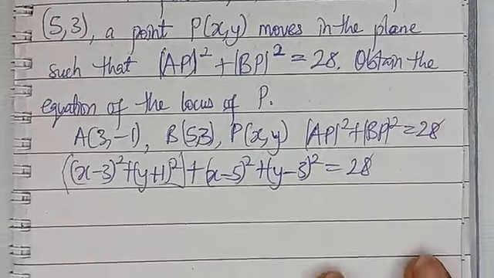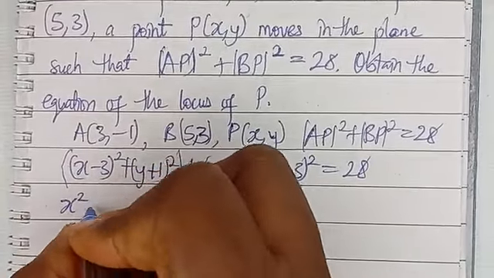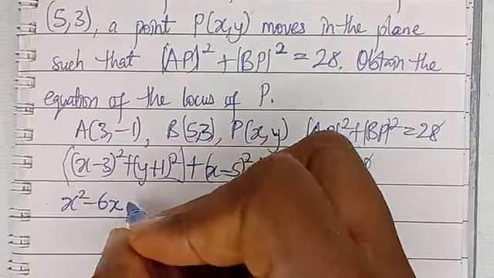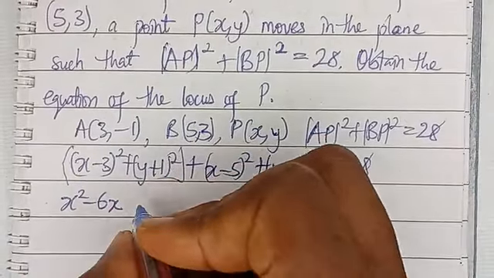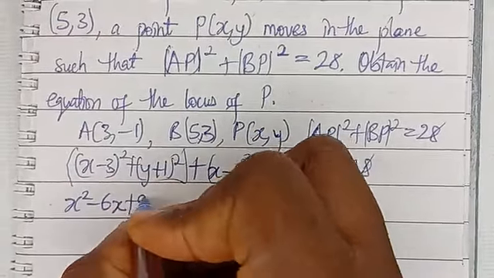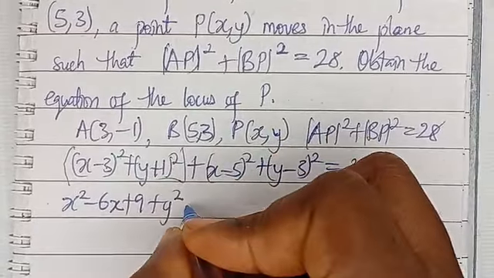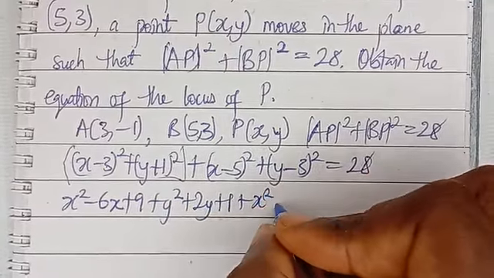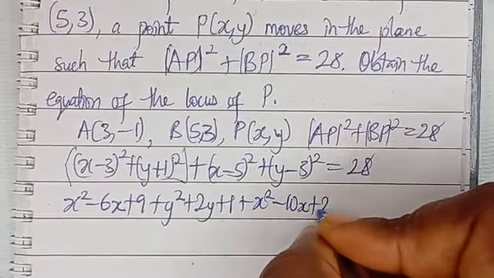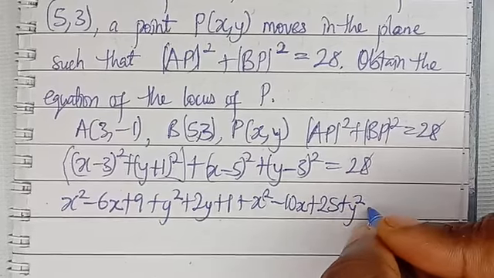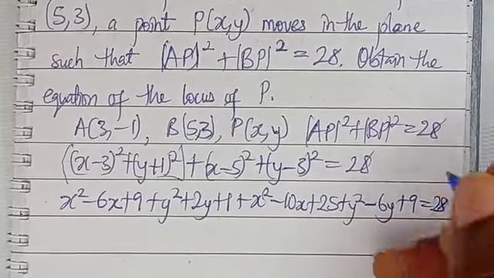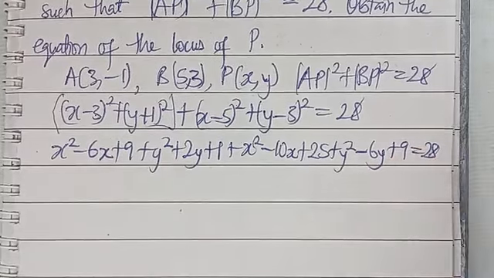Now let's expand all this. We have x squared minus 6x, that is 2 times minus 3 times x. This is the quickest way of expanding brackets, but you can go ahead and use any method you know. y squared plus 2y plus 1 plus x squared minus 10x plus 25 plus y squared minus 6y plus 9 equal to 28. We now collect all the like terms.